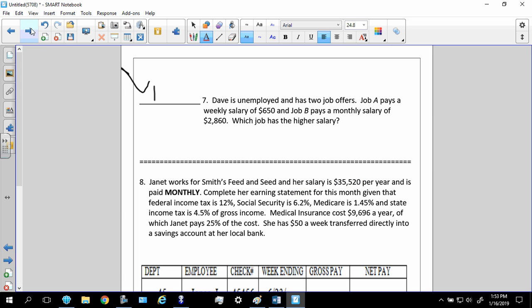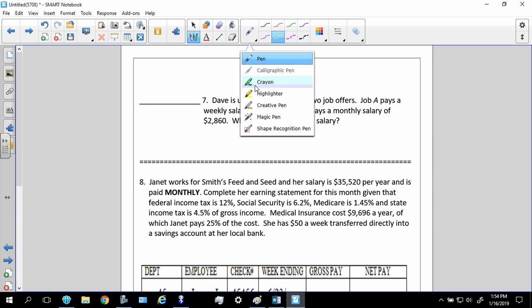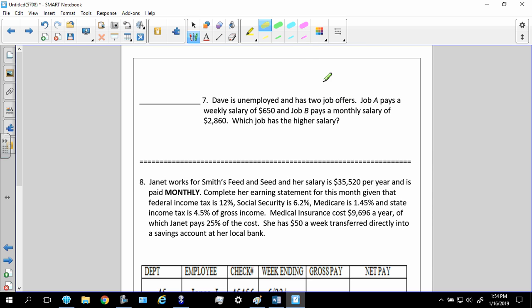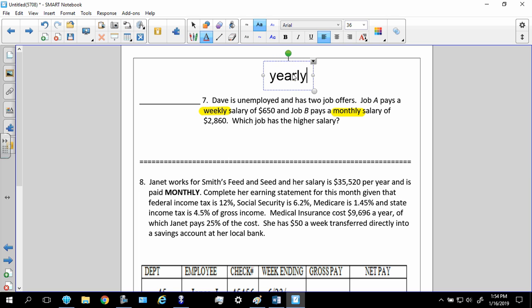Now this next one here, let me clean this off. So Dave is unemployed and has two job offers. Job A pays a weekly salary of $650, and Job B pays a monthly salary of $2,000. Which is the higher paying job? What we have here is two jobs being compared, one monthly, the other weekly. So just to make life easy, I want to convert everything to yearly. Let's see, Job A.